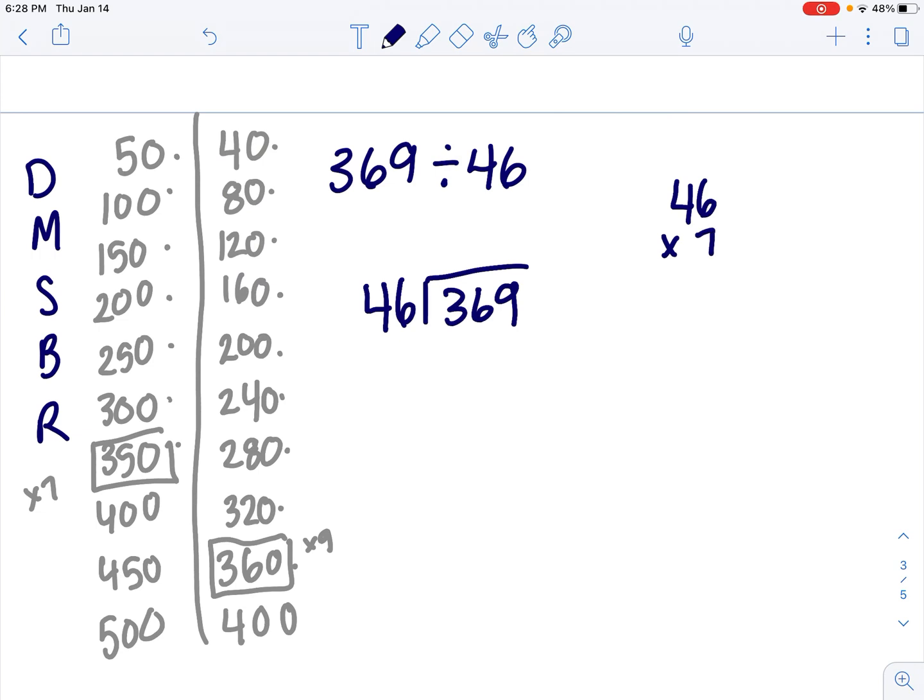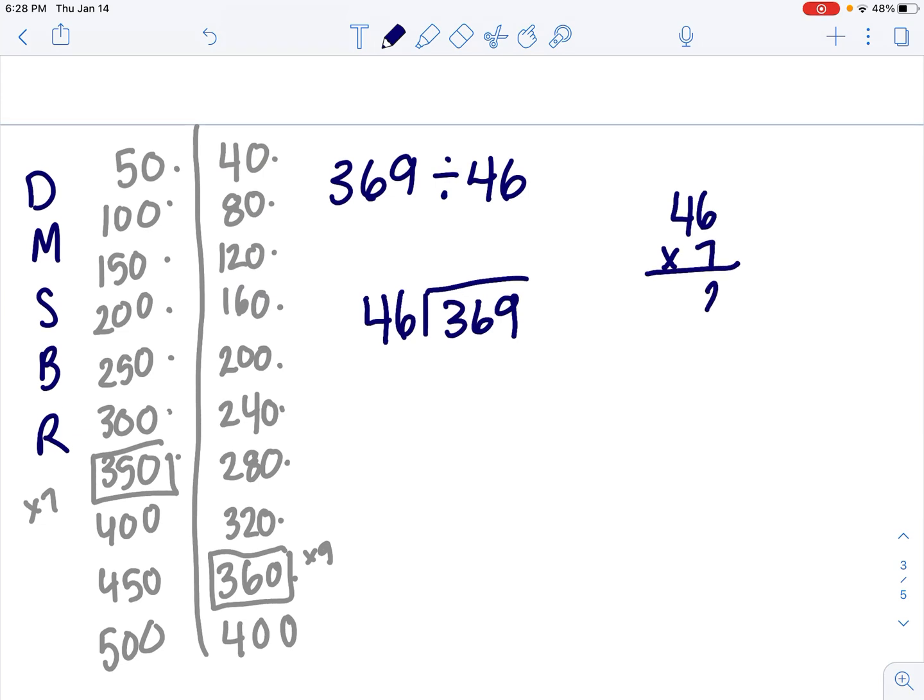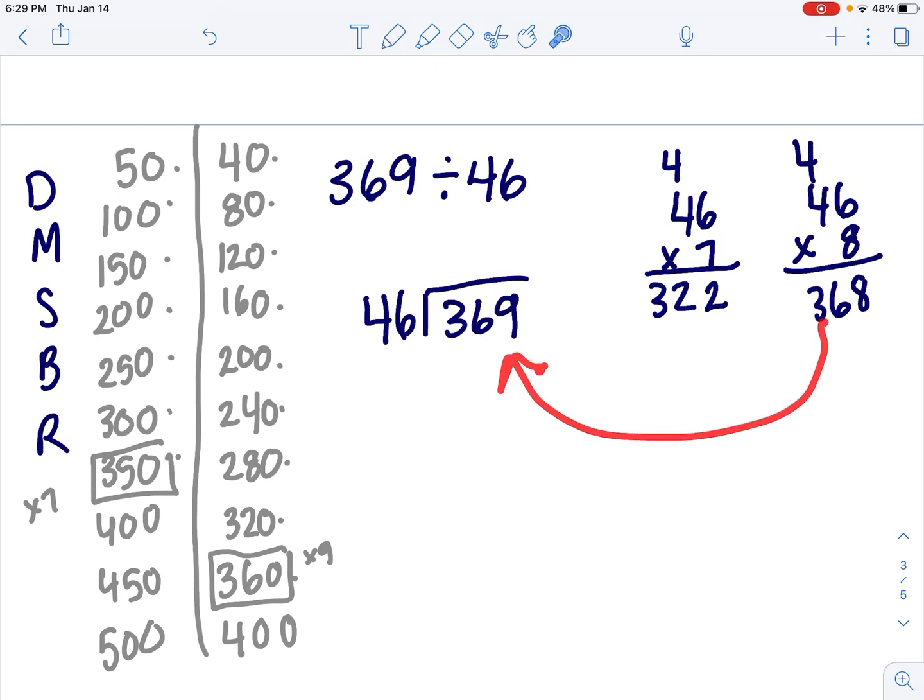Let's start with 46 times 7. 7 times 6 is 42. 7 times 4 is 28, plus 4 more is 32. I get 322. If you're not sure if we can fit another group of 46 in, let's try 46 times 8. 8 times 6 is 48. 8 times 4 is 32, plus 4 more is 36. Wow, look how close we got with that one. 368 is almost 369, and we didn't go over. So we're going to go with 46 times 8.